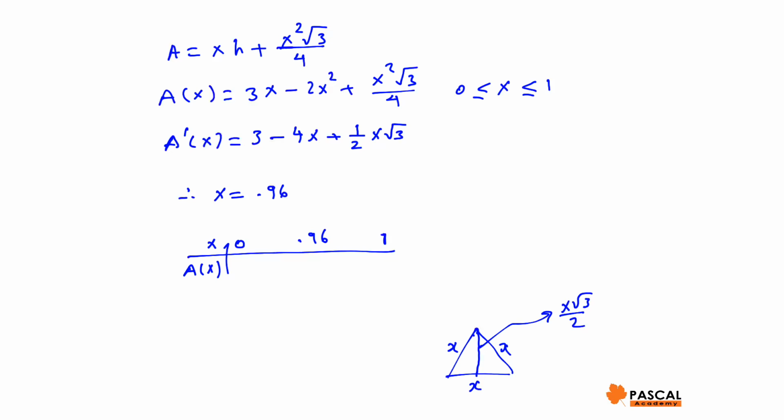A at 0 is 0. A at 0.96 is 1.43, and A at 1 is 1 plus root 3 over 4. This means the maximum area is when x is 0.96.